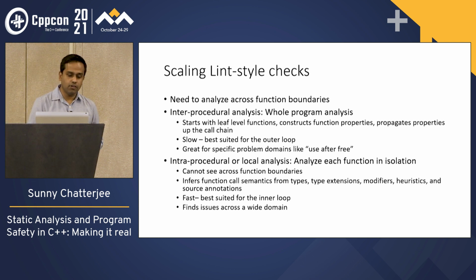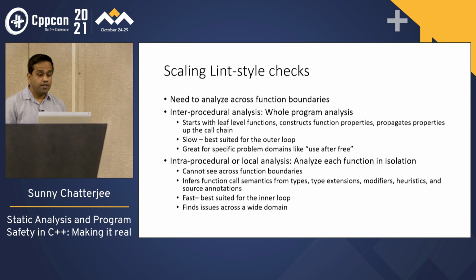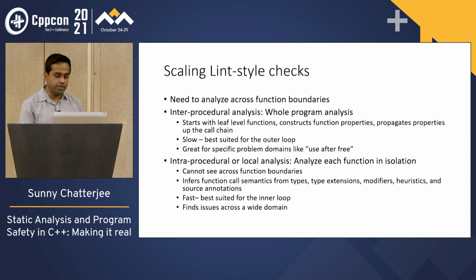The other approach is called the intraprocedural or local analysis, where we analyze each function in isolation. So we explore different paths in the function, but we cannot see across function boundaries. And what happens is we try to infer the called function's semantics from different things like types. If you are using a reference type, it's pretty reasonable for an analyzer to assume that it's not null because references cannot be null. Similarly, type extensions are also useful. You may be able to express a not null. In our guideline support library, there is a not null type extension, and if you put that in your code, it basically means that this function parameter can be assumed to be not null.